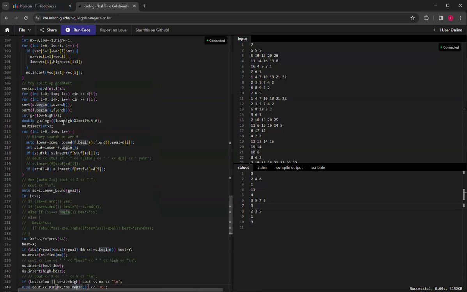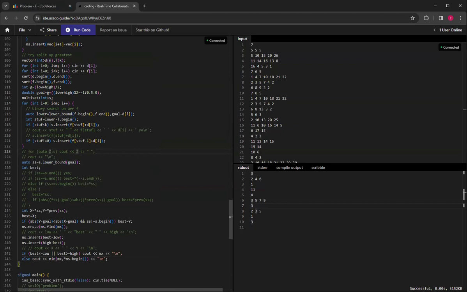Another key thing is that to find the best values, you can't just loop through all of m and then k, because that would lead to time limit exceeded. You have to binary search it, and for simplicity, I just used the lower bound function. So that's basically how you do this problem.